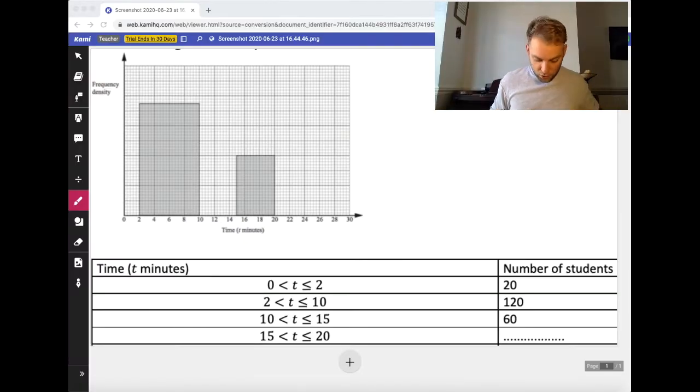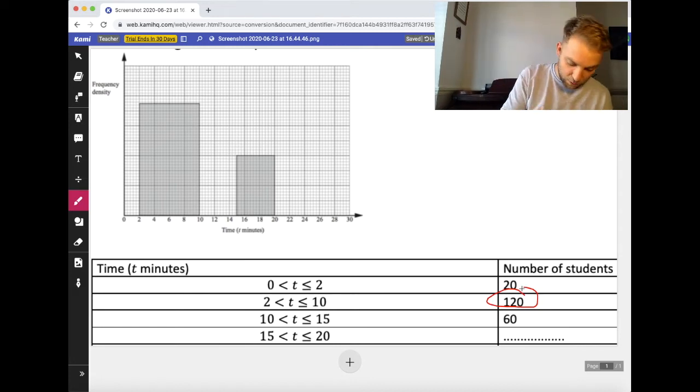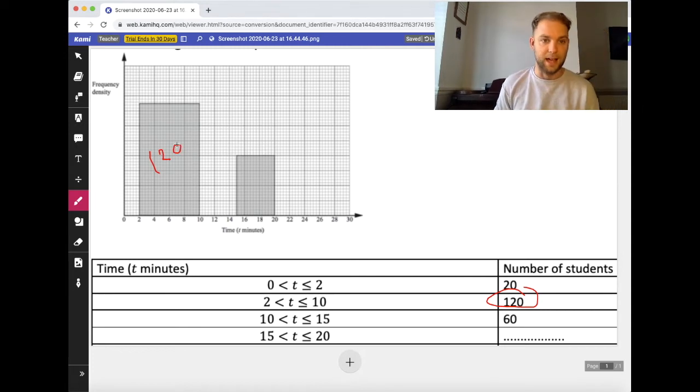Okay, so I've got a screenshot here of the histogram so I can draw on it. Now, the first thing that we need to remember is the fact that the frequency is represented by the area. Now, which one do I know the area of and the frequency? Well, I know the area of this 2 to 10 one, and the frequency of this 2 to 10 one is here, which is 120. So this is the one that I'm going to use. So straight away, I can write in here that the area is equal to 120 there, like so.